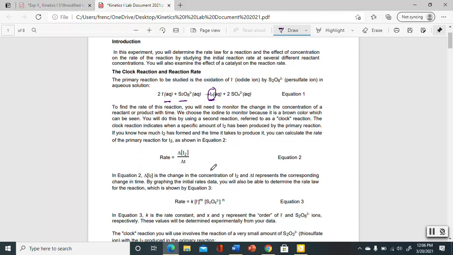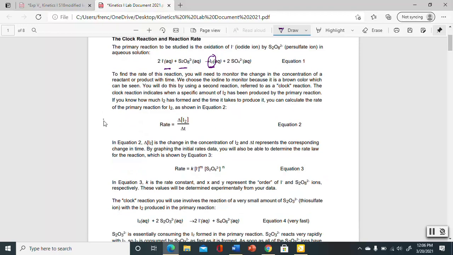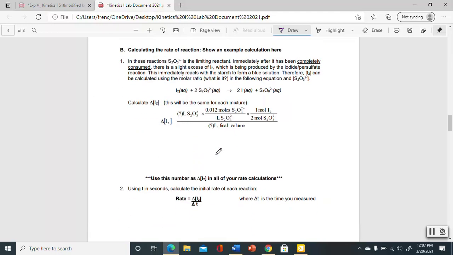Now remember, this is rate of appearance we're looking at, but we have to figure out how we got that rate of appearance, that delta I2 over change in time. This is how we find the concentration change for iodine. First, we're going to find the change in molarity, or in moles of iodine. Okay, so we're just going to look at the top part first.